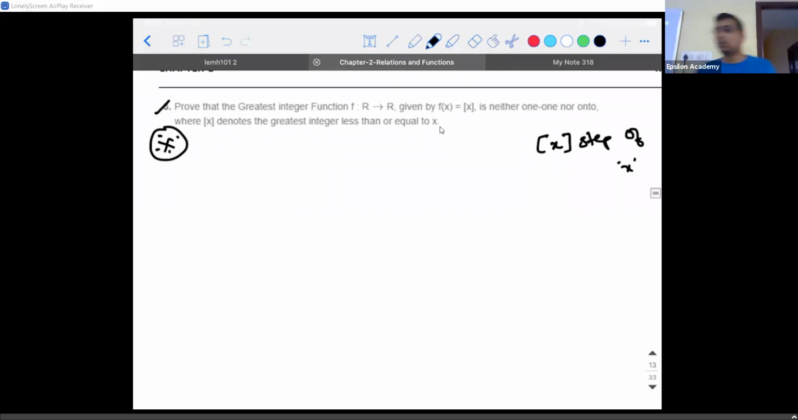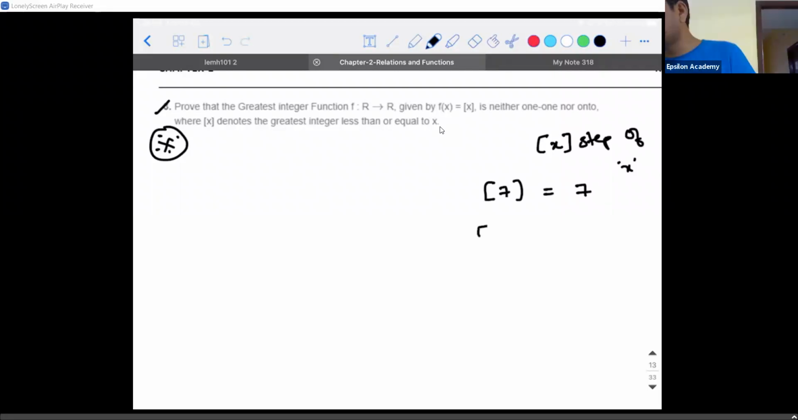So our work is to prove that f of x is equal to greatest integer of x is neither one-to-one nor onto. So what is the definition of greatest integer of x? It is a number which is less than or equal to x. Okay, let me give an example. 7 is an integer, right? Yes. So if I ask you what is the greatest integer of 7, the answer will be 7.